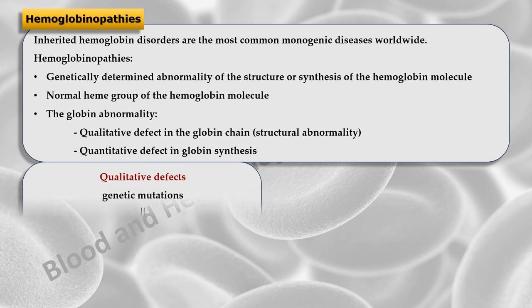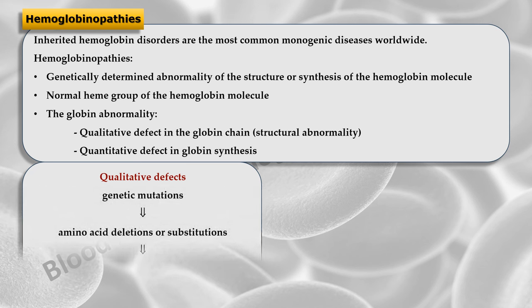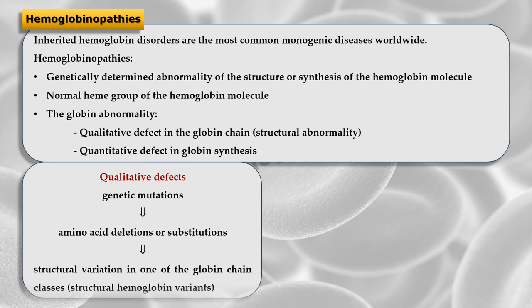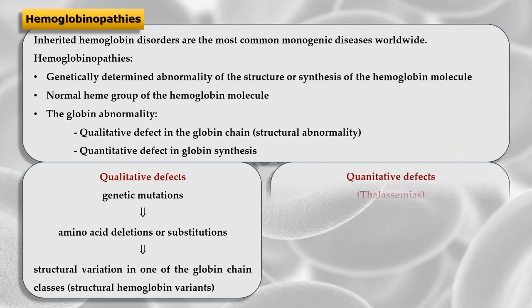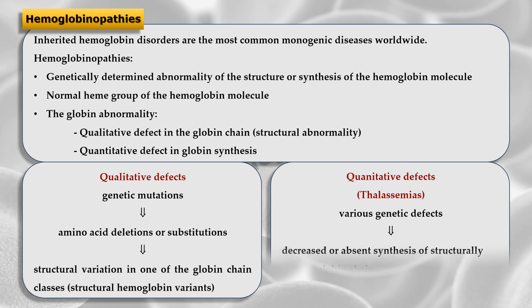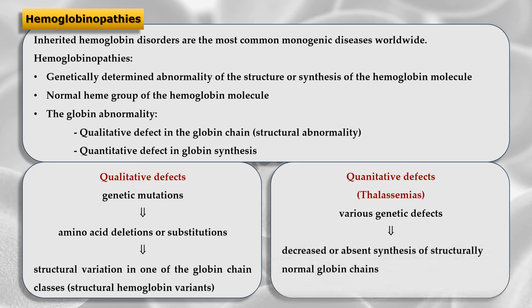Qualitatively abnormal hemoglobin molecules result from genetic mutations in the coding region of a globin gene, resulting in amino acid deletions or substitutions in the globin protein chain. These mutations cause structural variation in one of the globin chain classes. The quantitative globin disorders result from various genetic defects that reduce synthesis of structurally normal globin chains. The quantitative disorders are known collectively as the thalassemias.